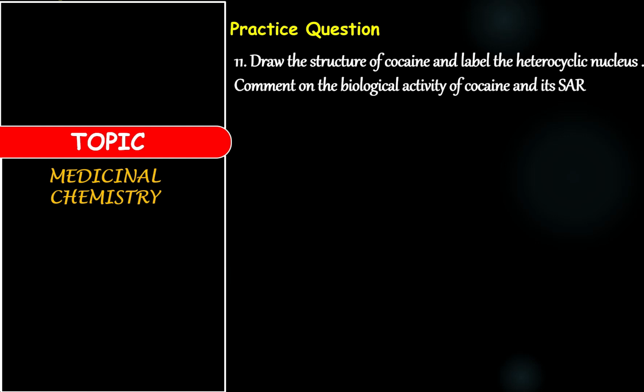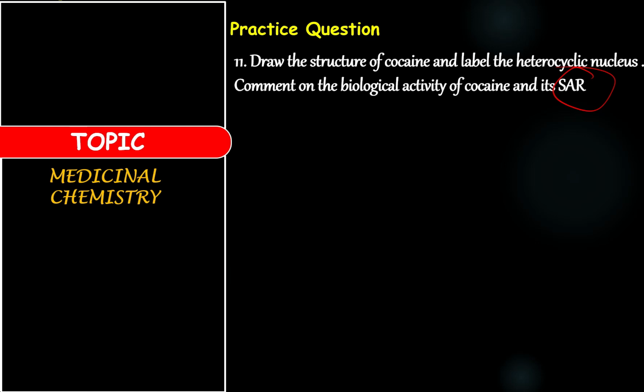Now we have the first question under this section, which states: draw the structure of cocaine and label the heterocyclic nucleus. Comment on the biological activity of cocaine and its SAR. By the way, SAR means structure-activity relationship. How does the modification of the structure of cocaine affect its biological activity?